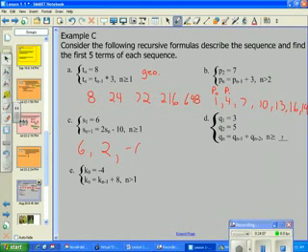S sub 3 would then be negative 6. S sub 4 would then be negative 22. And then S sub 5 would then be negative 54. Now, again, think about what that statement has to say. This is when n is greater than or equal to 1. Okay, so again, I can use this formula whenever my index is 1 or greater.